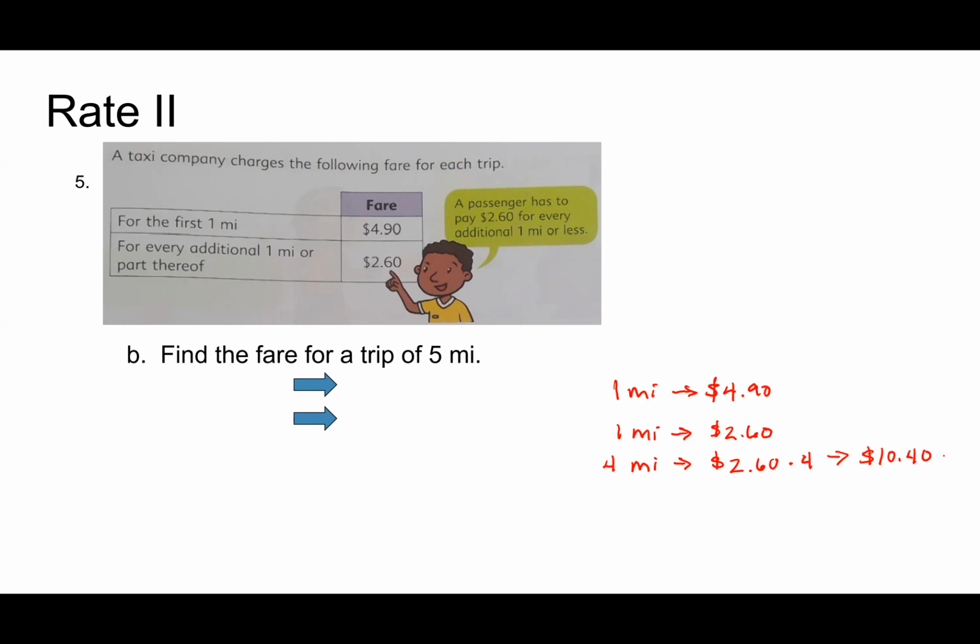Gotta add some things together. What do I add? Macy? Yep, good job. All right, let's just add $10.40 plus 5, that would be $15.40 minus 10 cents because we didn't quite have $5 here, we had $4.90. So what's my final answer? Piper? Yeah, $15.30.